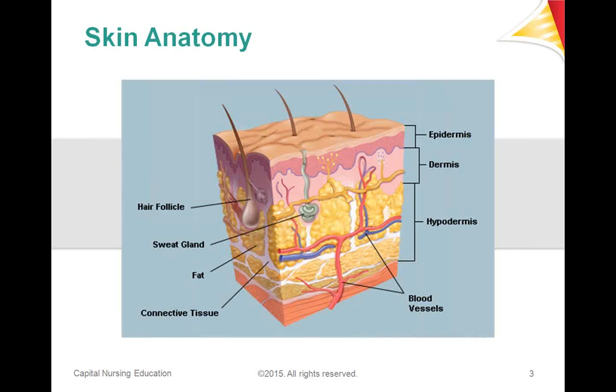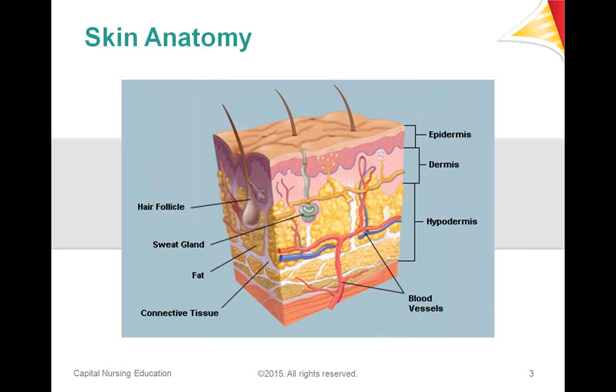Before we begin, let's take a few minutes to look at the anatomy of the skin. The skin is truly the largest organ of the body, and it is a multicellular system, very complex, composed of three layers: the epidermis, the outer layer, the dermis, and then the hypodermis, or the subcutaneous tissue under the dermis.